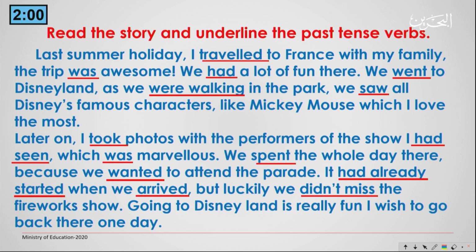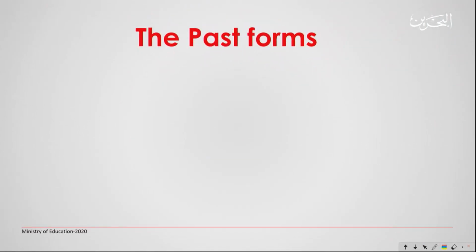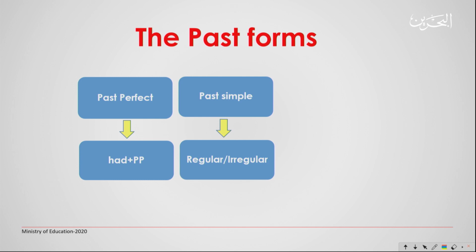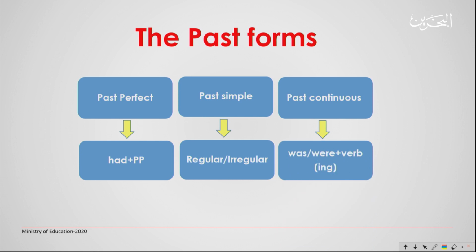Let's now look at the three forms together. The past forms. The first one, past perfect, which is had plus past participle. Form two, past simple, which you all know very well. We have got regular and irregular. The regular past simple ends with ed, for example, play, played. Irregular is where we change the verb totally to a different verb. For example, go, we change it to went. The third form, past continuous: verb to be in the past, was or were, plus verb ing.